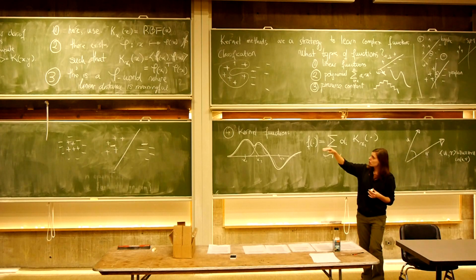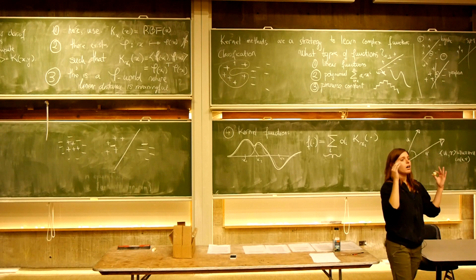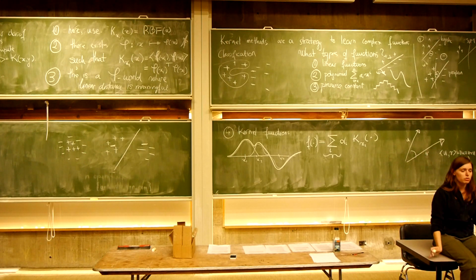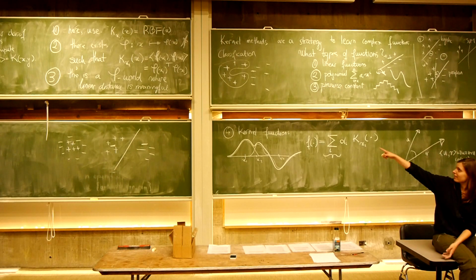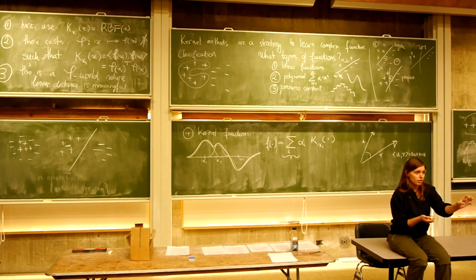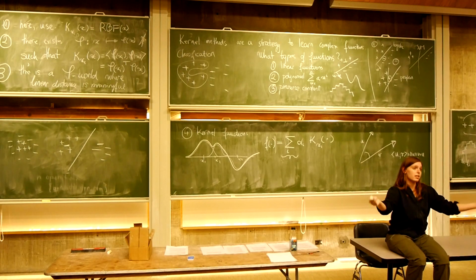By using the notation k sub xi of x, what I'm trying to remind you of is that those kernels, like that f, which will be a sum of those kernels, is a function of one variable, which is x. So that you don't get confused: is xi a variable, where is it coming from? Xi plays a different role from x here. Xi is a fixed center, and x is something that you just feed it. Because they play different roles, I like to keep them separate.